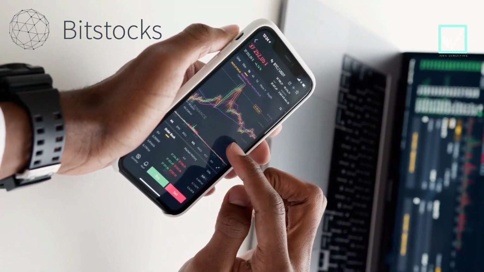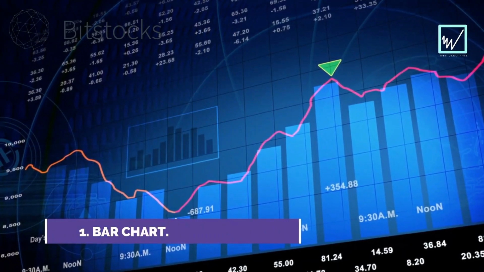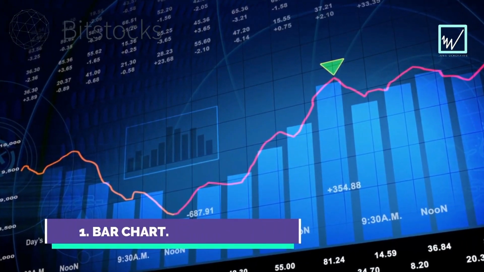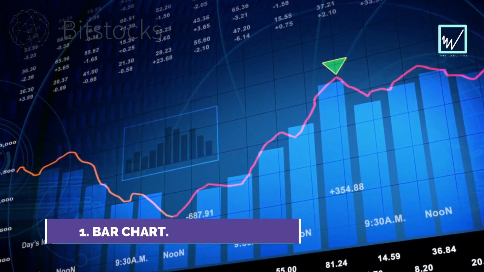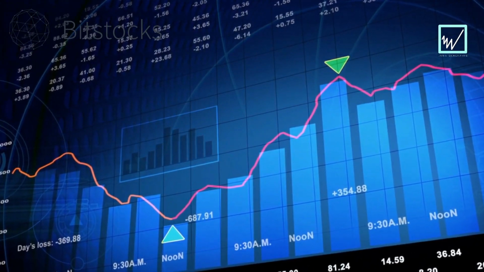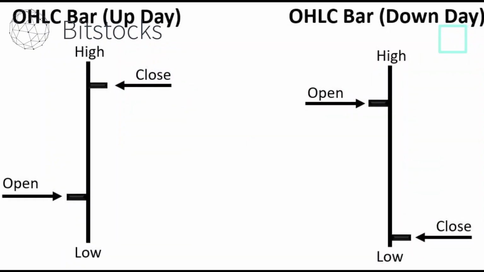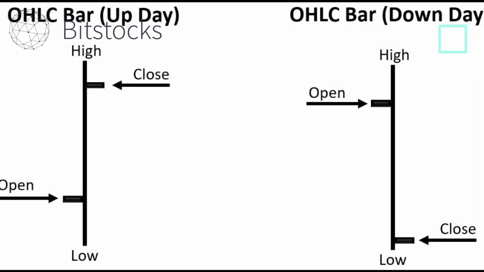The 4 charts include: 1. Bar chart. The bar chart is more popular than any of the charts listed. It is really nothing fancy, just a simple chart designed in a way that it shows the opening price, closing price, high of the day, and low of the day.